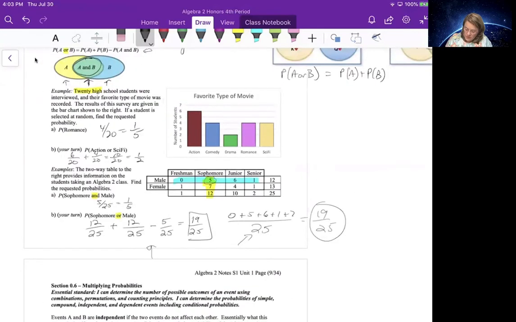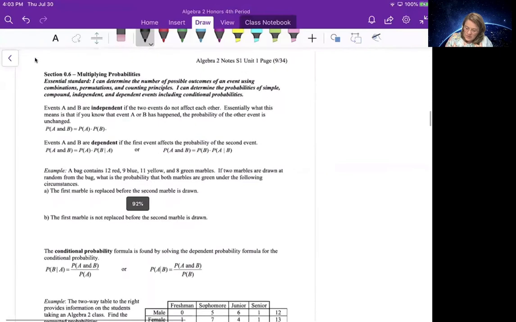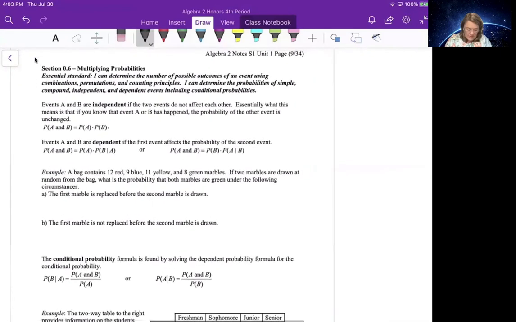All right, moving on. Now we got to go into section 0.6, multiplying probabilities, okay? We have events A and B. We got to know if they're independent or not. They're independent if they don't affect one another. Essentially, what that means is whether or not event B has happened already, the probability of A is the same, or whether or not A has happened already, the probability of B is the same. Okay, and if they're dependent, the fact that A has happened will impact the probability of B. And let me show you what that means.